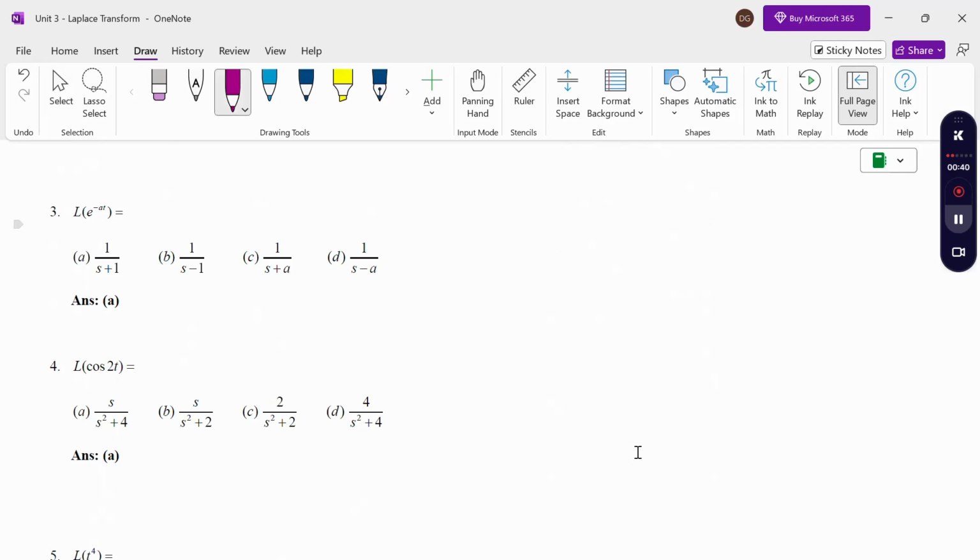And here L of e power minus at is 1 by S plus a, the result. So 1 by S plus a, option C.